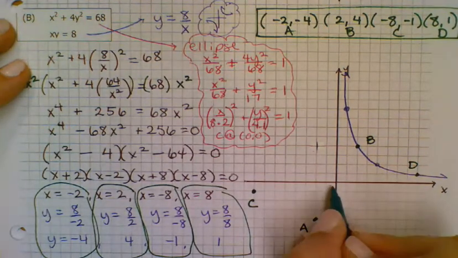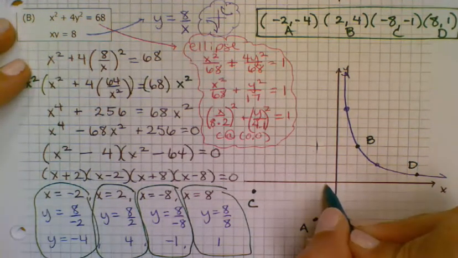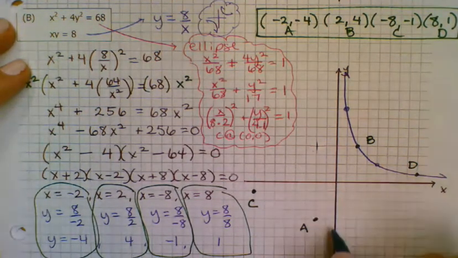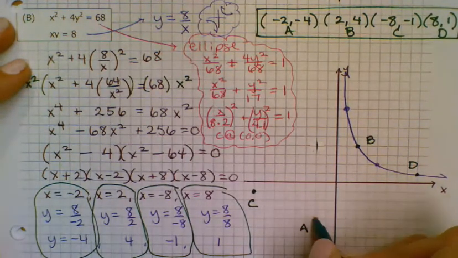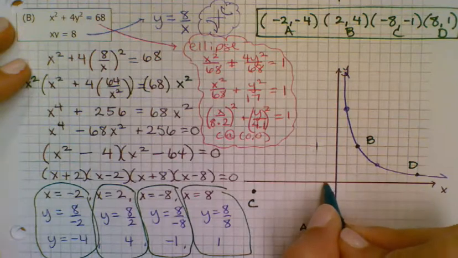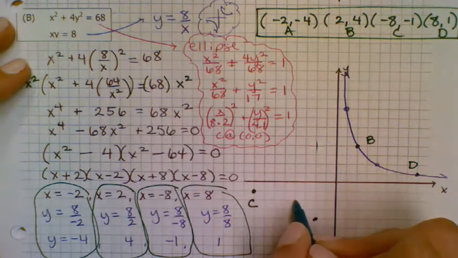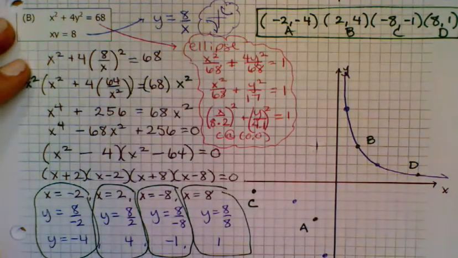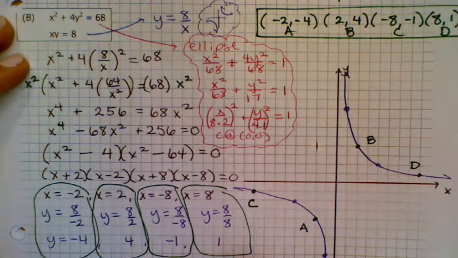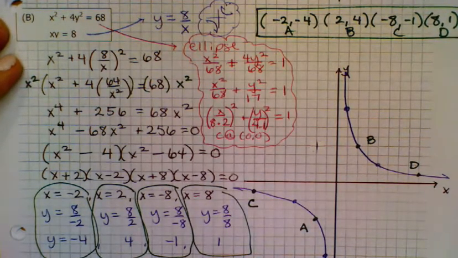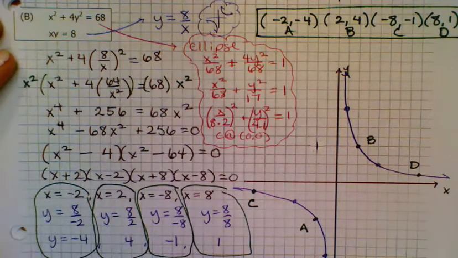And we can do the same thing over here. We're going to have when x is -1, y will be -8. When x is -2, y is -4. And when x is -4, y is -2. And then we also have our point C, and that works out as well. So approaching those asymptotes of the x and y axes.